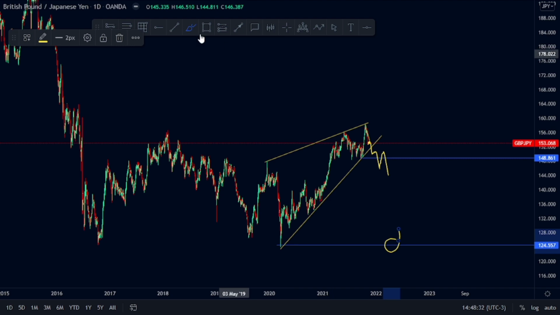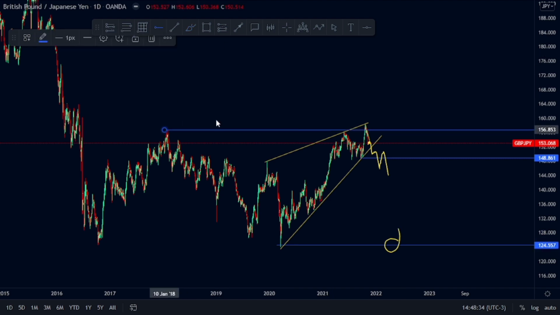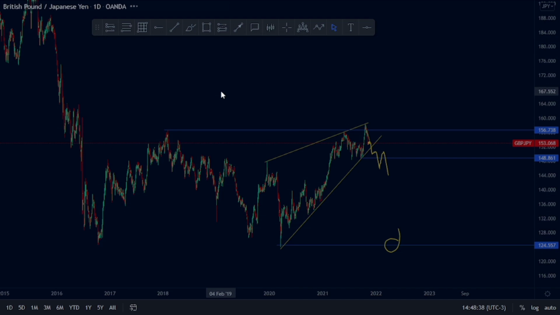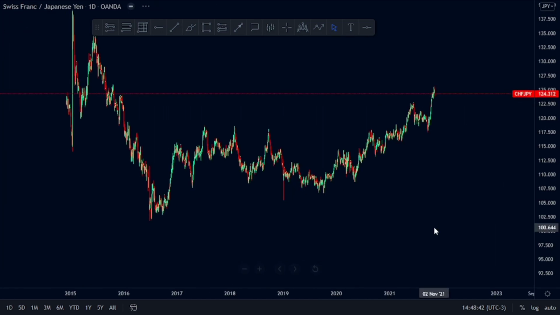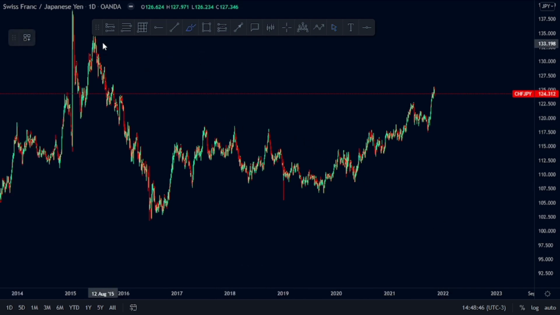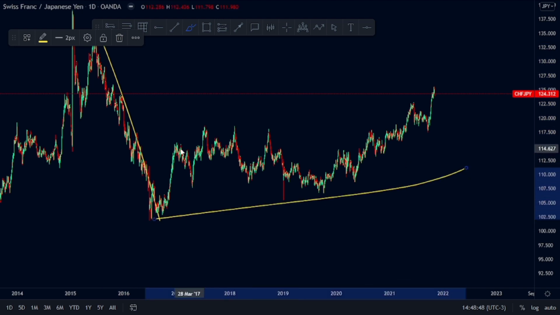So that's it for GBPJPY. We're expecting what? Selling opportunities. Let us go to CHFJPY. CHFJPY, I also did it last week. I'm just doing a recap on it so that you can capitalize on it. Remember, we had this strong impulse down, this larger correction.